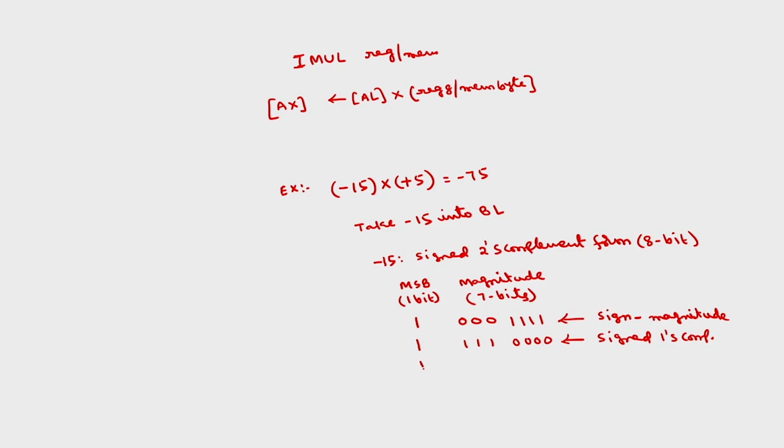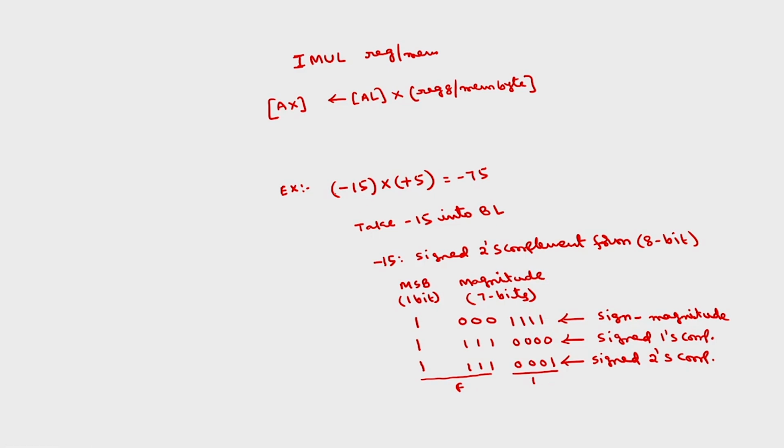This is called signed 1's complement representation. Then in signed 2's, the MSB is 1 and you take the 2's complement of the magnitude, which means 1's complement plus 1. So this will be 1 1 1 0 0 0 0, and you have to add 1 to the LSB. This is called signed 2's complement representation. Now what is the hexadecimal equivalent of this minus 15? This will be F, this will be 1. So you have to load BL with F1.